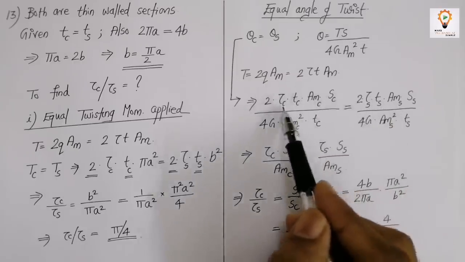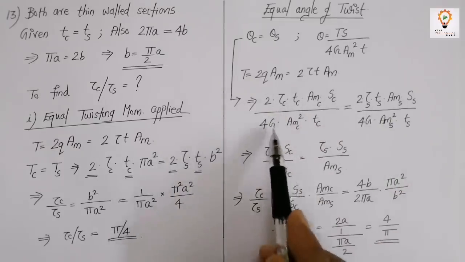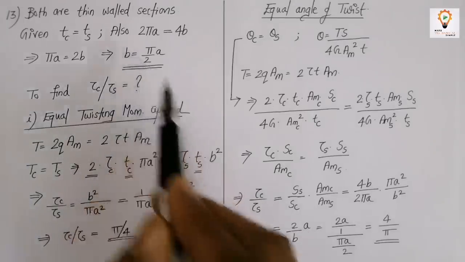Now what do I need? I need the ratio of tau c and tau s. So tau c by tau s is what I need. I can cancel the corresponding components and it will come to 4b by 2 pi a into pi a square by b square. You can work out in detail, and I am getting 2a by b. Again I am substituting for either a or b from the relation I have here, which will come to 4 by pi.